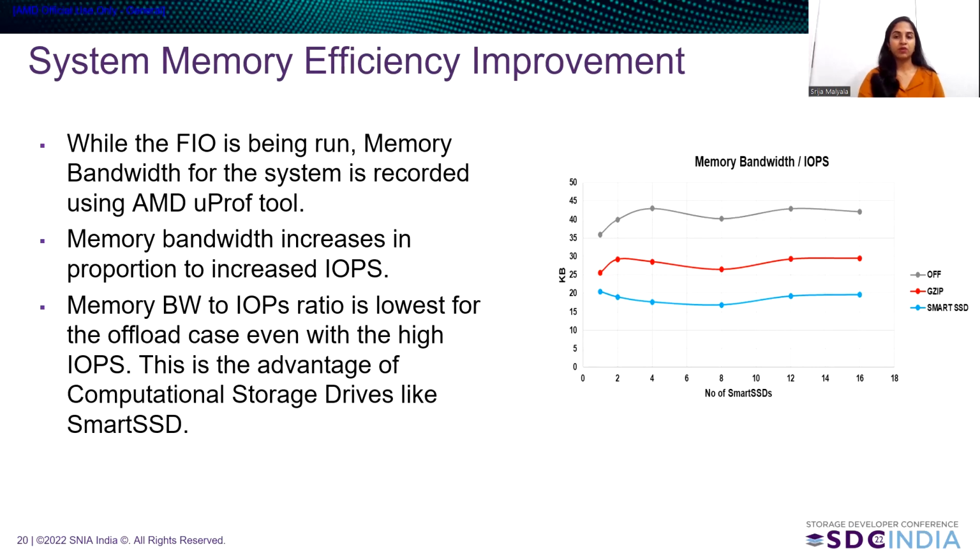while achieving the same level of IOPS as that of the compression off case, as we saw in the previous throughput slide. This means that in the case of the compression offload, the host memory bandwidth is significantly lesser than that of the compression on CPU case, thus freeing up the host resources for other application usage.